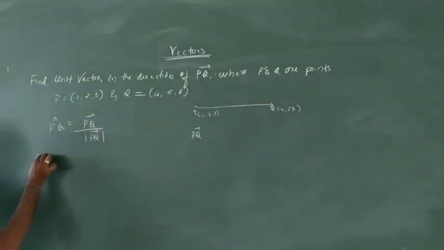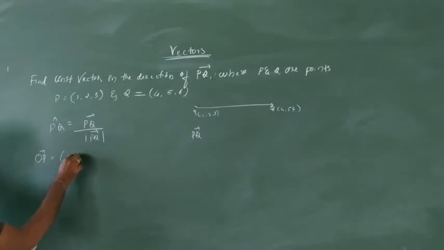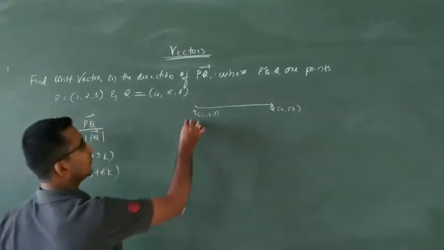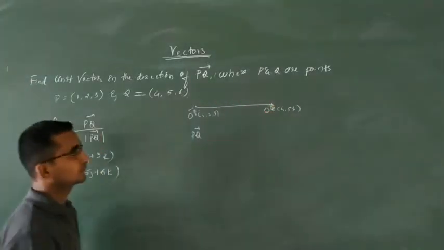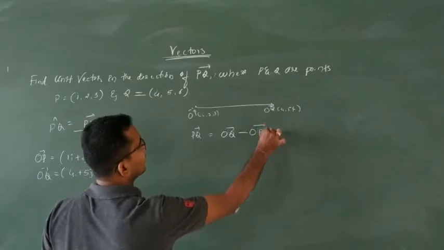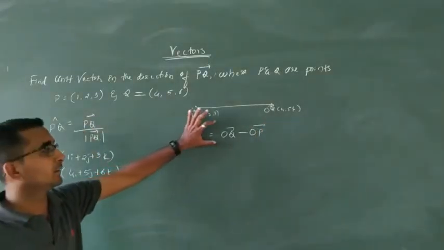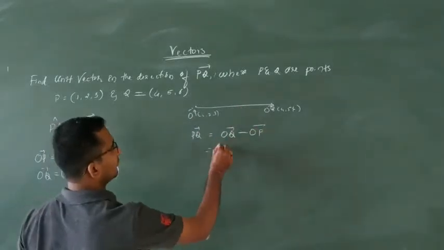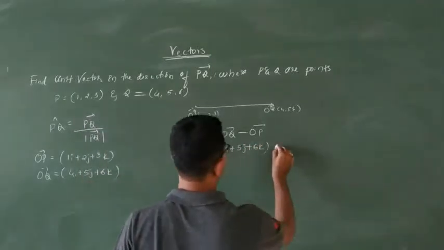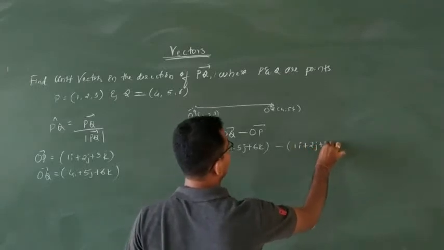The position vector is nothing but the coordinate points. OP vector is 1i + 2j + 3k, and OQ vector is 4i + 5j + 6k. So these are the position vectors OP and OQ. Then how do we find PQ? That is nothing but OQ minus OP. Already we know how to express vectors in terms of position vectors. OQ is 4i + 5j + 6k, minus 1i + 2j + 3k.